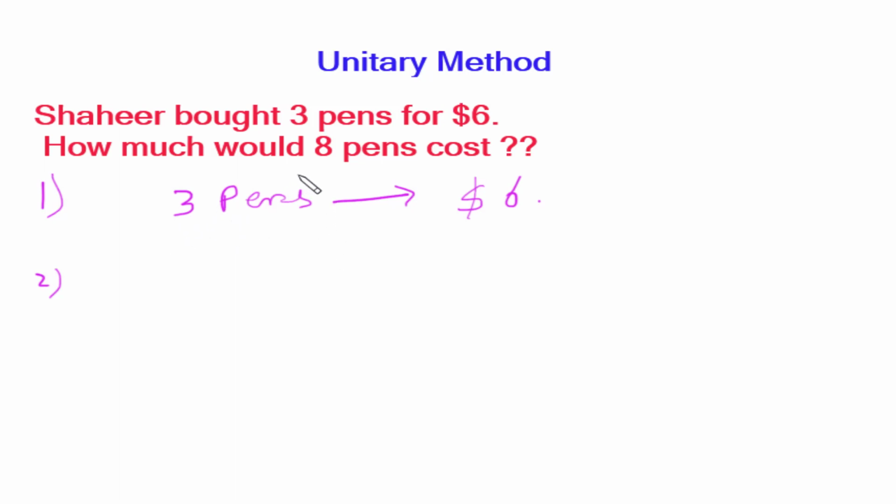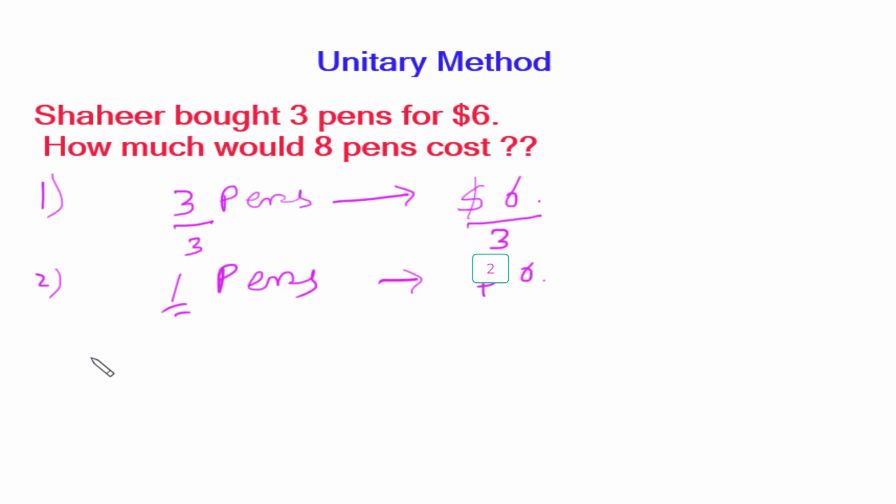Like in this example, we have to find the cost of one pen. We divide the cost by the number of pens. This gives us the cost per pen, like $6 divided by 3 and 3 on here. So I will get one pen, this is the unit, and it will give me $2.